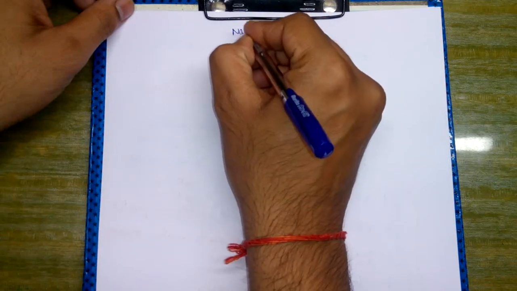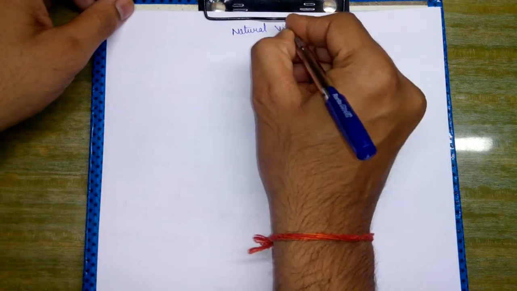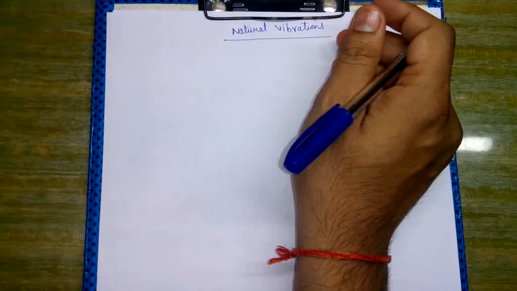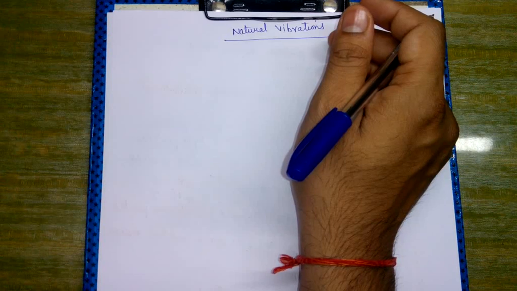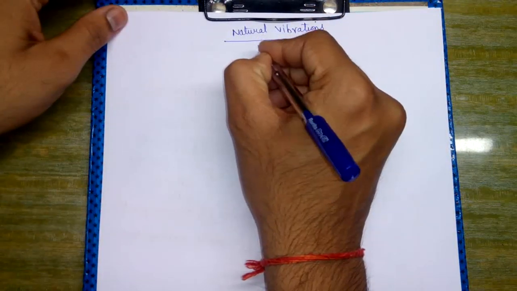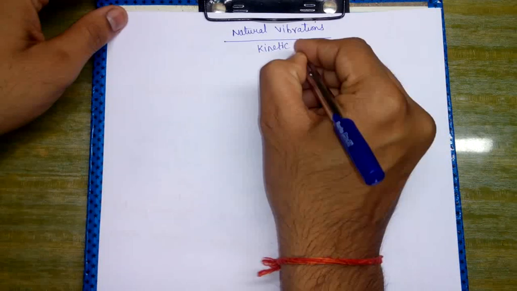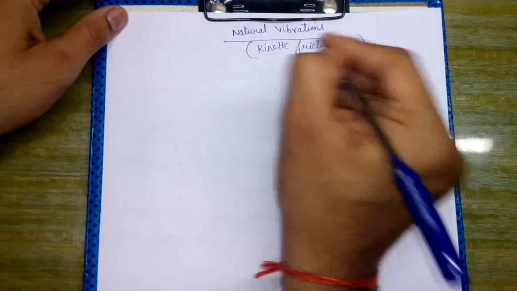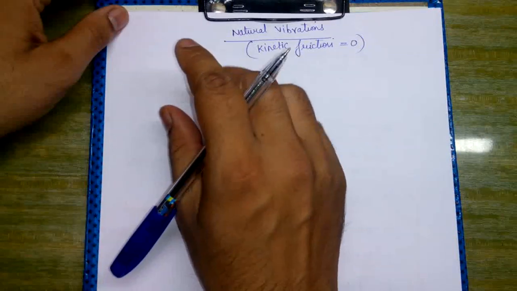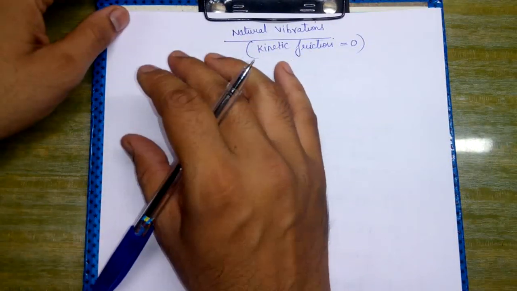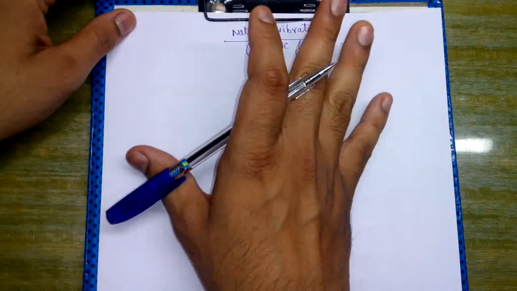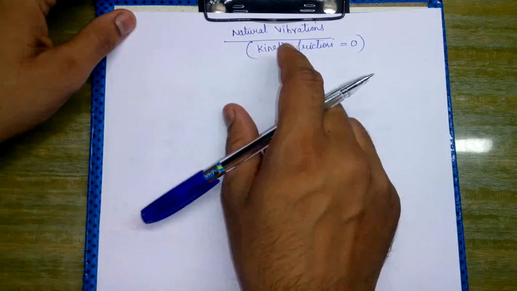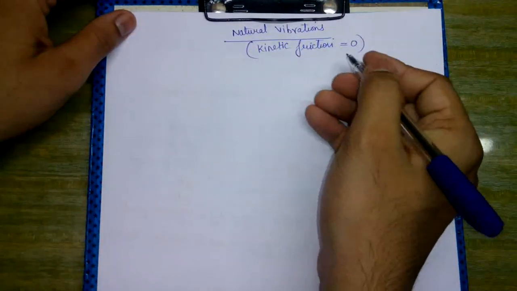Now we will start with the topic of natural vibrations. Okay, now we will start with the topic of natural vibrations, and in case of natural vibrations, kinetic friction is actually considered to be zero. So the vibrations in which there is no friction at all, as well as no external force after the initial release of the system, such type of vibrations are called natural vibrations.